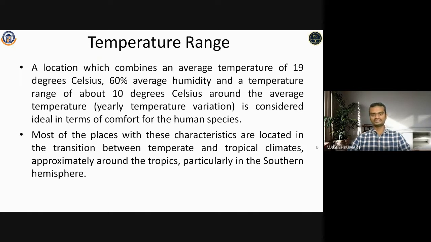Most of the places on the earth are located in the transition between temperate and tropical climates. Like in India, we are in the subtropical climatic region. So these are all areas which are very suitable for the comfortable living of human beings.